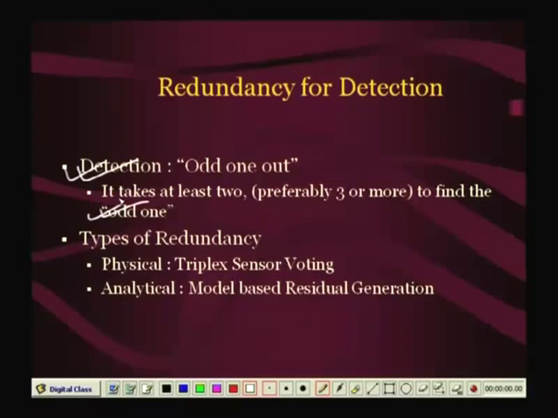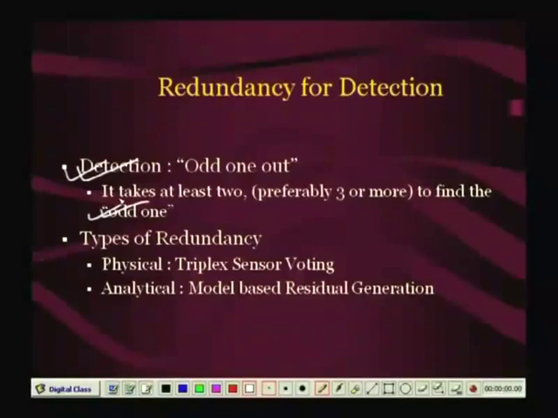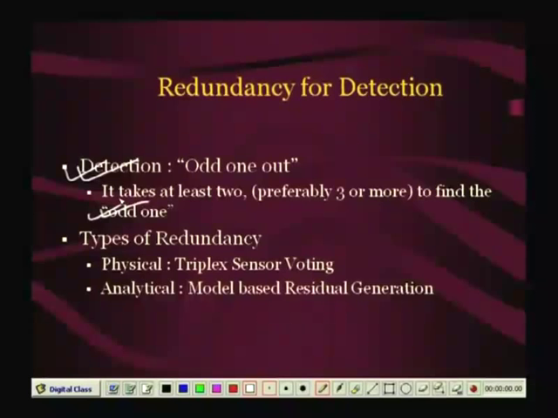So this odd one out is the basic principle of detection, which is a kind of estimation problem. So what is the problem? The problem is not a value computation problem like in the previous case. It is a simpler problem in the sense that we only need to classify, based on the measurement, whether the system is right now in a faulty state or whether it has suffered a failure or not.